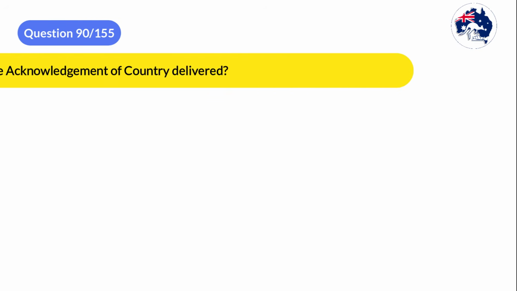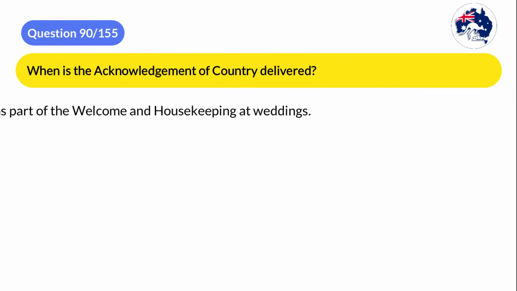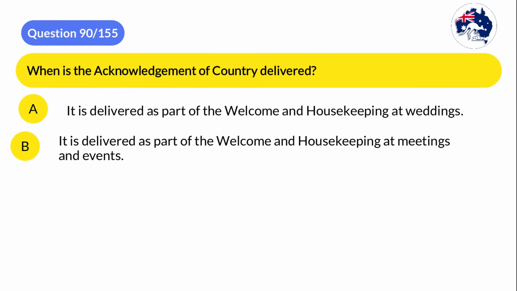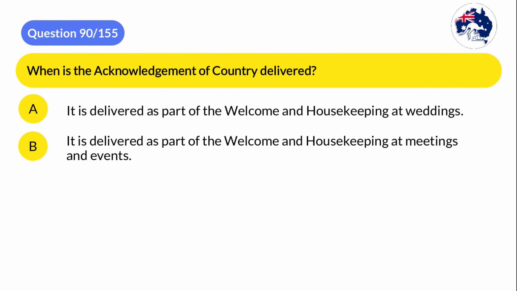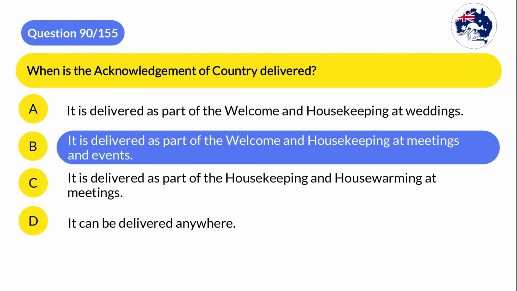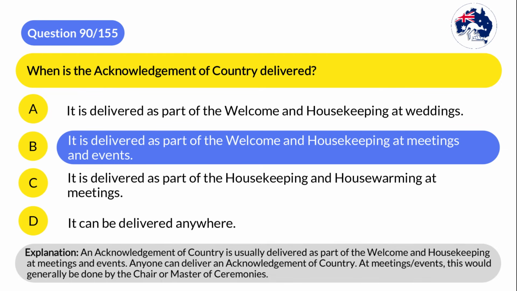Question 90. When is the Acknowledgement of Country delivered? A. It is delivered as part of the welcome and housekeeping at weddings. B. It is delivered as part of the welcome and housekeeping at meetings and events. C. It is delivered as part of the housekeeping and housewarming at meetings. D. It can be delivered anywhere. The correct answer is B. Explanation: an acknowledgement of country is usually delivered as part of the welcome and housekeeping at meetings and events. Anyone can deliver an acknowledgement of country at meetings or events. This would generally be done by the chair or master of ceremonies.